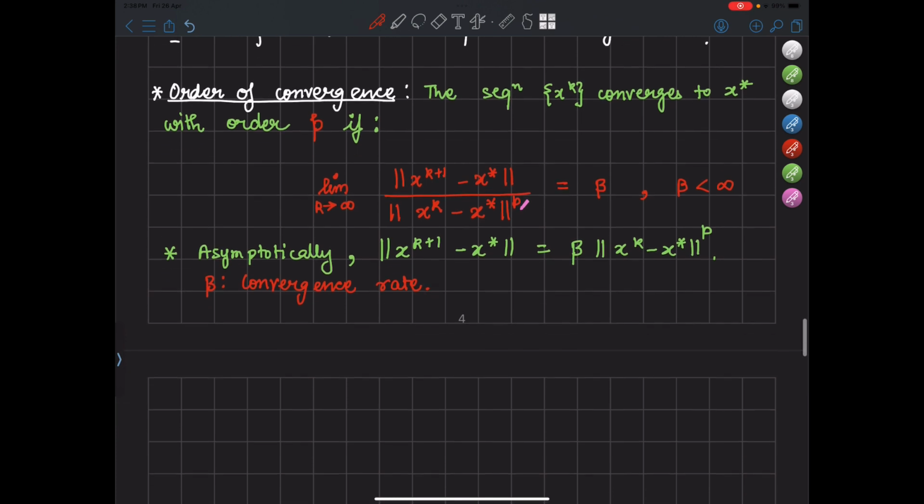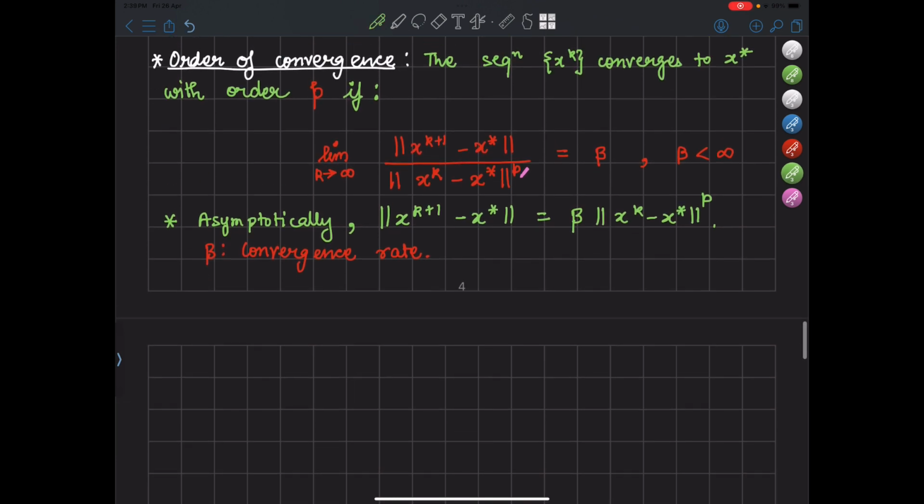Okay, now this relation tells us that the higher the value of p, the faster the convergence. How can we say that?